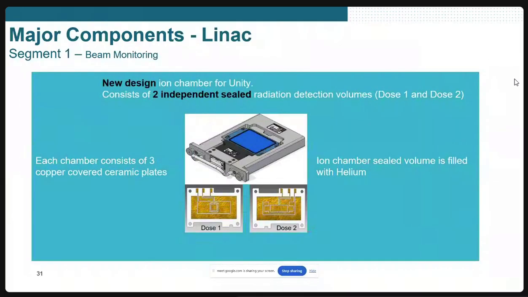And coming to the chamber design, the quadrant chamber electrometer, which is there in the machine to monitor the output, flatness and symmetry of the machine, is a little different because it contains 3 copper-covered ceramic plates, and it is helium filled, unlike the conventional LINAC, where it is most likely air filled and open to the atmosphere. Here the chamber is hermetically sealed, and they filled it with helium.